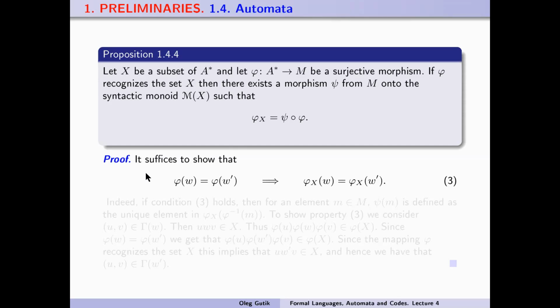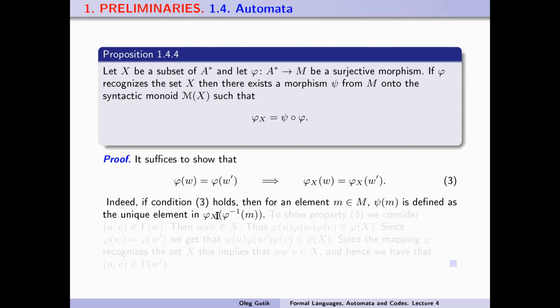We remark that it is sufficient to show that phi of W equal to phi of W prime implies that phi sub X of W is equal to phi sub X of W prime. Indeed, if this condition holds, then for an element m from the monoid M, the image psi of m is defined as the unique element of phi sub X of phi minus 1 of m.